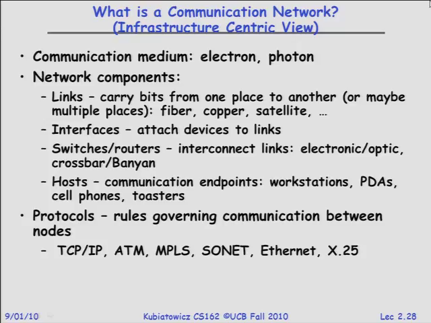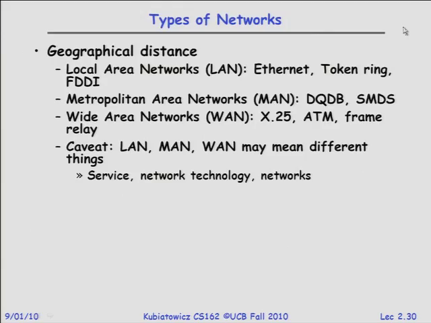Here's some network components. Links are things like fibers, interfaces are cards, switches look like this, big boxes. So what are some types of networks? Of course, we have local area networks, LANs, metropolitan area networks, MANs, you probably haven't heard of that much, wide area networks, WANs. And basically, they're distinguished by what they carry. Okay, we'll talk more about that later.